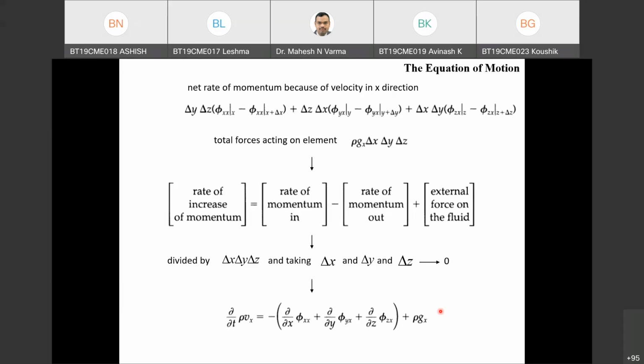Are you getting this, Kaushik? Yes, sir. Roll number 24. Yes, sir. Are you getting this equation? Yes, sir. By dividing delta x, delta y, delta z, I got it, sir. Okay. So this is clear now how you are getting this? Yes, sir. Can you just explain how you got this? Sir, it is an accumulation term.